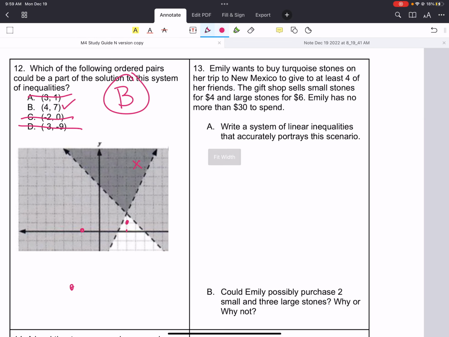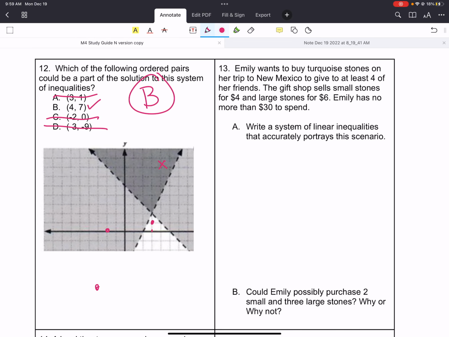Number 13. Emily wants to buy turquoise stones on her trip to New Mexico to give to at least 4 of her friends. The gift shop sells small stones for $4, large stones for $6. Emily has no more than $30 to spend. Write a system of linear equations that accurately portrays this scenario. So we're going to let X be small and Y be large stones.